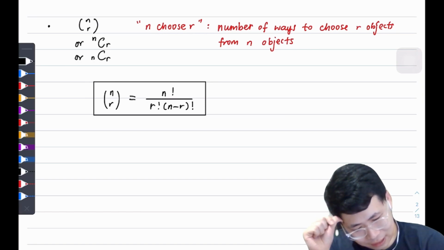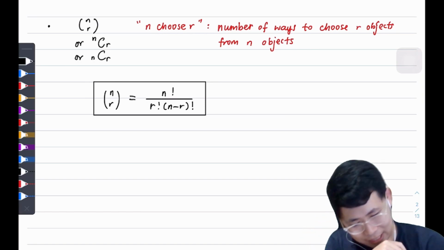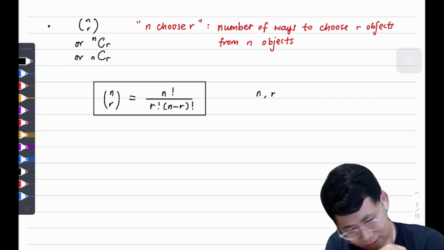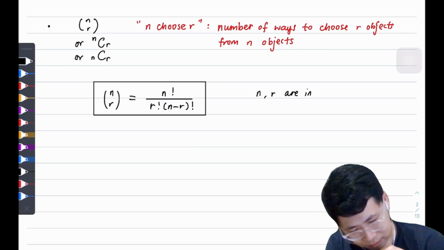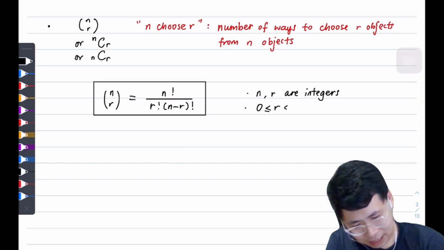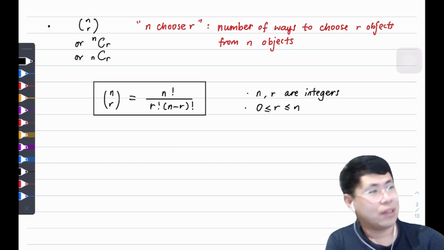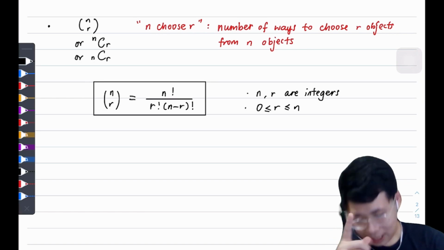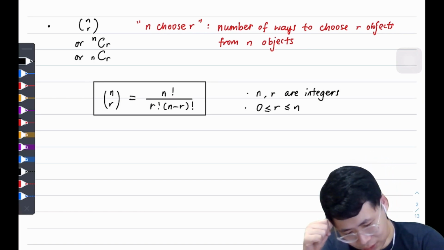Okay, the condition is that n and r are integers, and 0 is less than r, which is less than n. So it can be between, it can be like this. Now without further ado, let me give you an example.